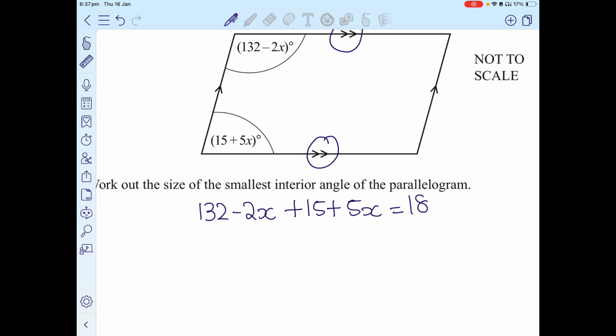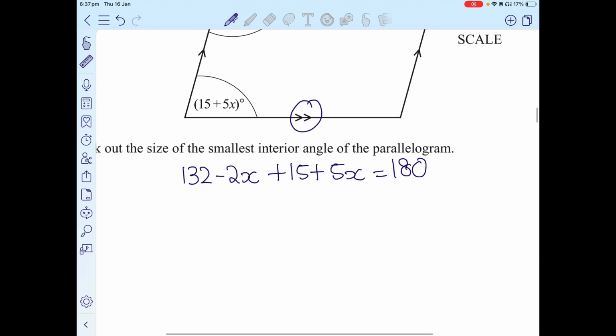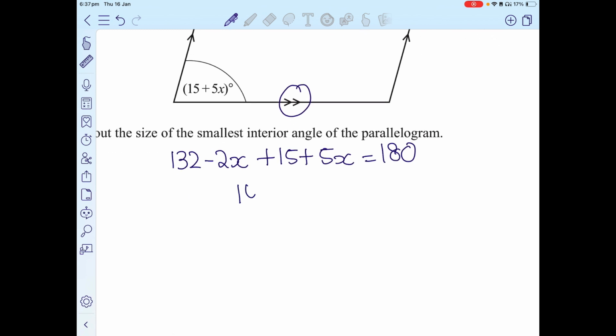This is a property that you have learned. So you're going to say that 132 plus 15, 147, minus 2x plus 5x is going to be 3x, which is equivalent to 180. So in this case, 3x is going to be, just confirming my answer, 180 minus 147, which is 33. Yeah. So x is going to be 11.